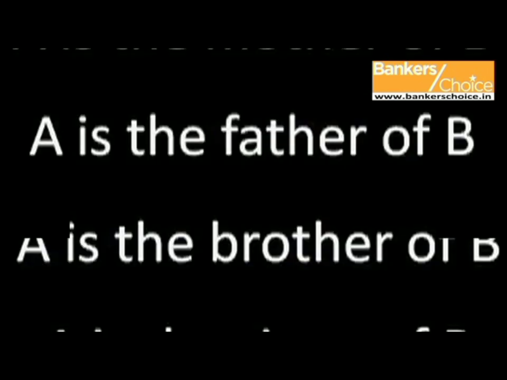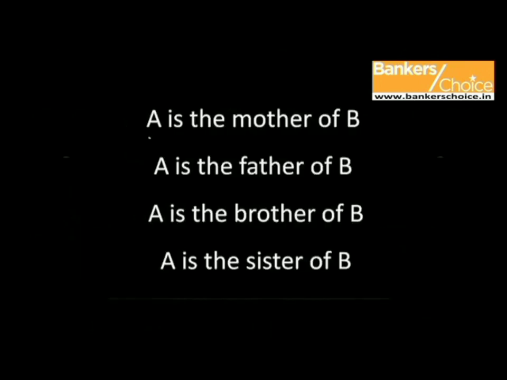Suppose the sentence is A is the mother of B. Here, since A is the mother of B, I can say that gender of A is female, and so we can put a minus sign to identify that. And as A is the mother of B, the generation gap between A and B is 1. Here, the gender of B cannot be known.